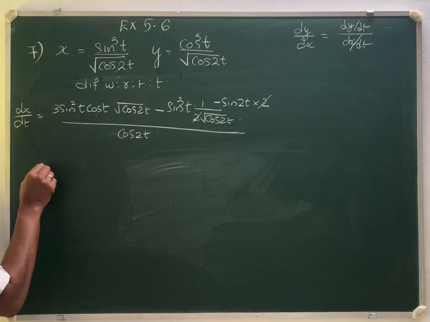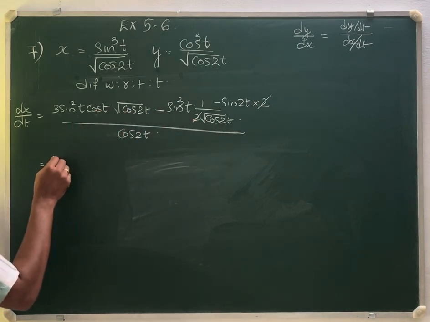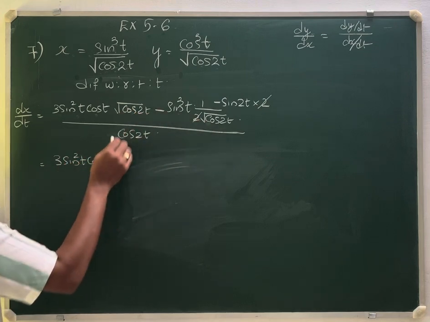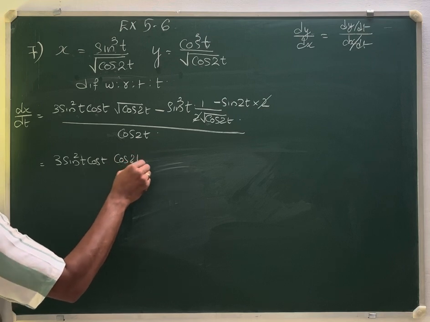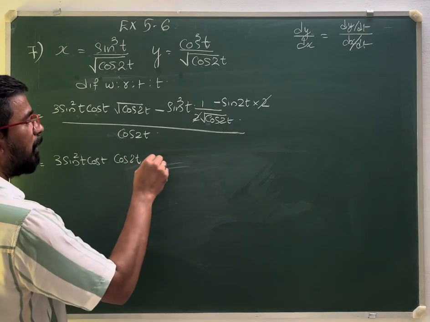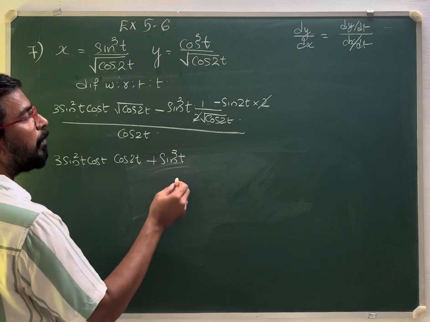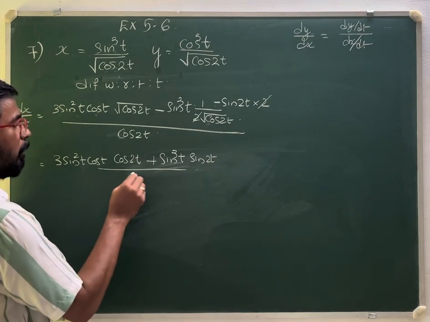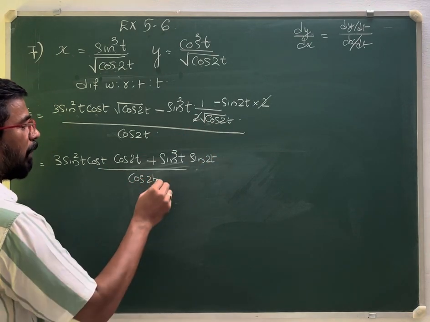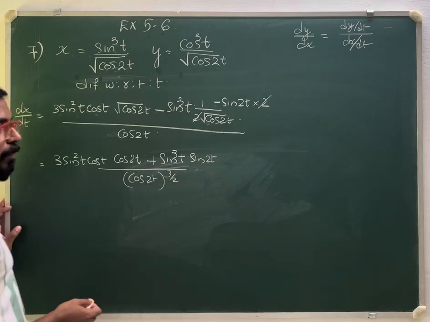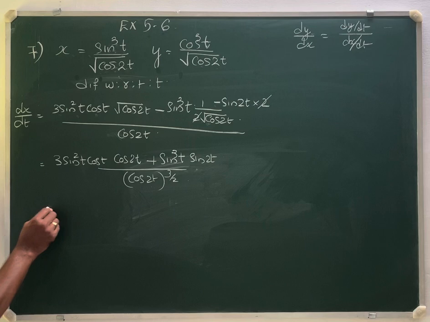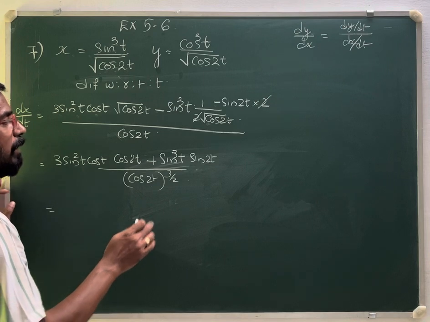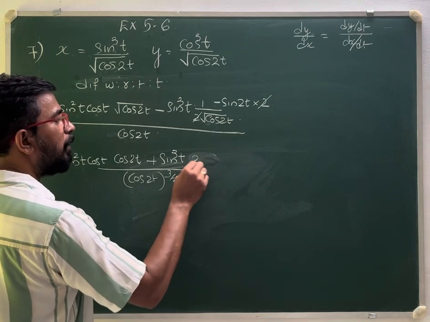So when you simplify and write this, you can take the LCM. So you will get 3 sin square t cos t cos 2t, the root is gone, minus, this minus becomes plus, sin cube t sin 2t, divided by cos 2t to the power 3 by 2. Okay, now if you want, you can simplify by taking a common factor. Before that, this sin 2t can be written as 2 sin t cos t.